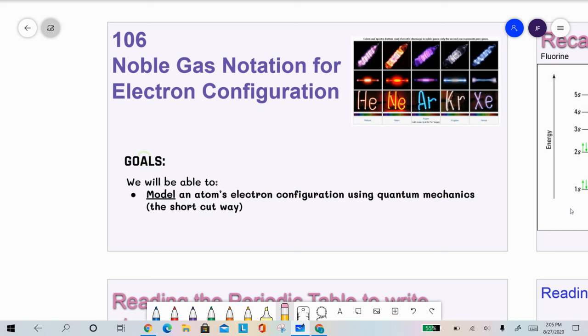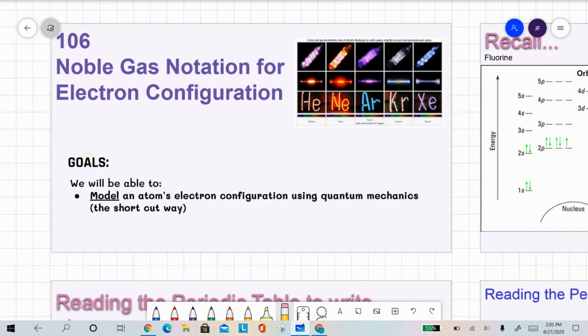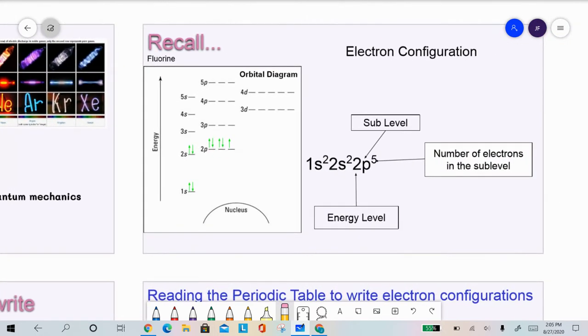All right, noble gas notation for electron configuration. So essentially this lesson is showing you a shortcut way to do electron configuration. So here we go. Remember last time we found the number of electrons, we filled our orbital diagram, and then we took that information and made it into our electron configuration.